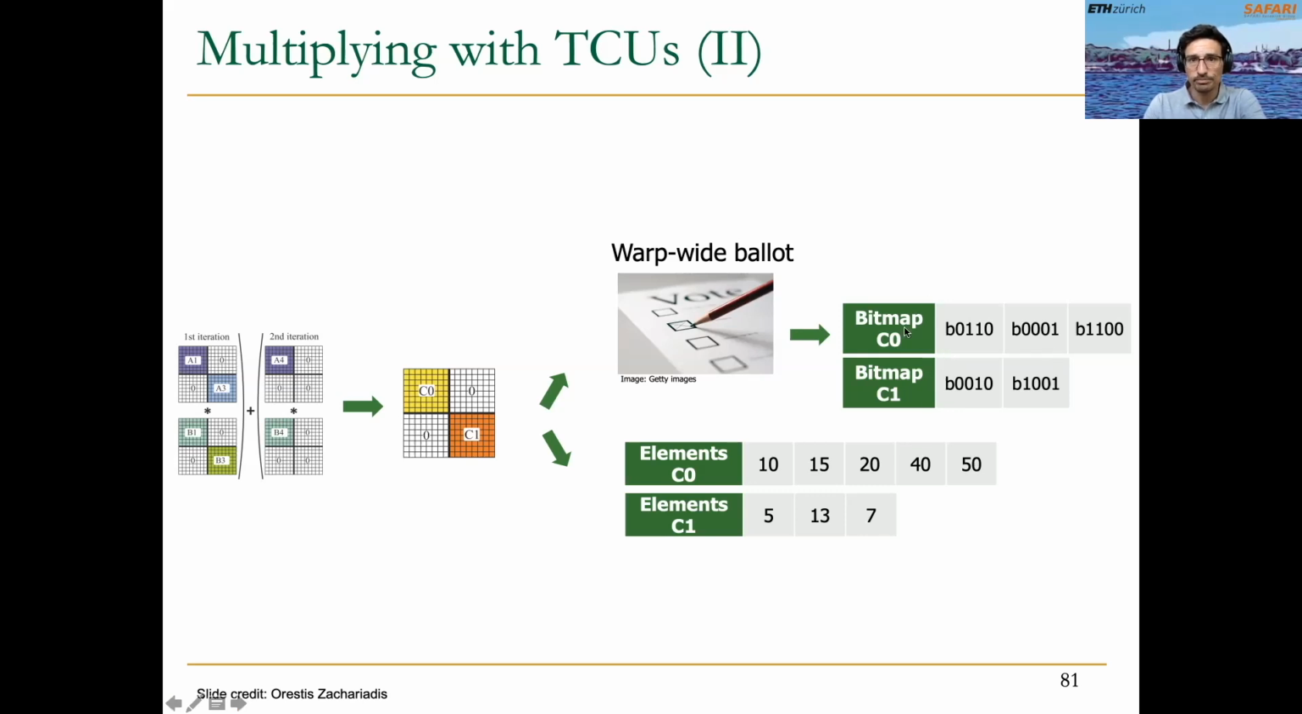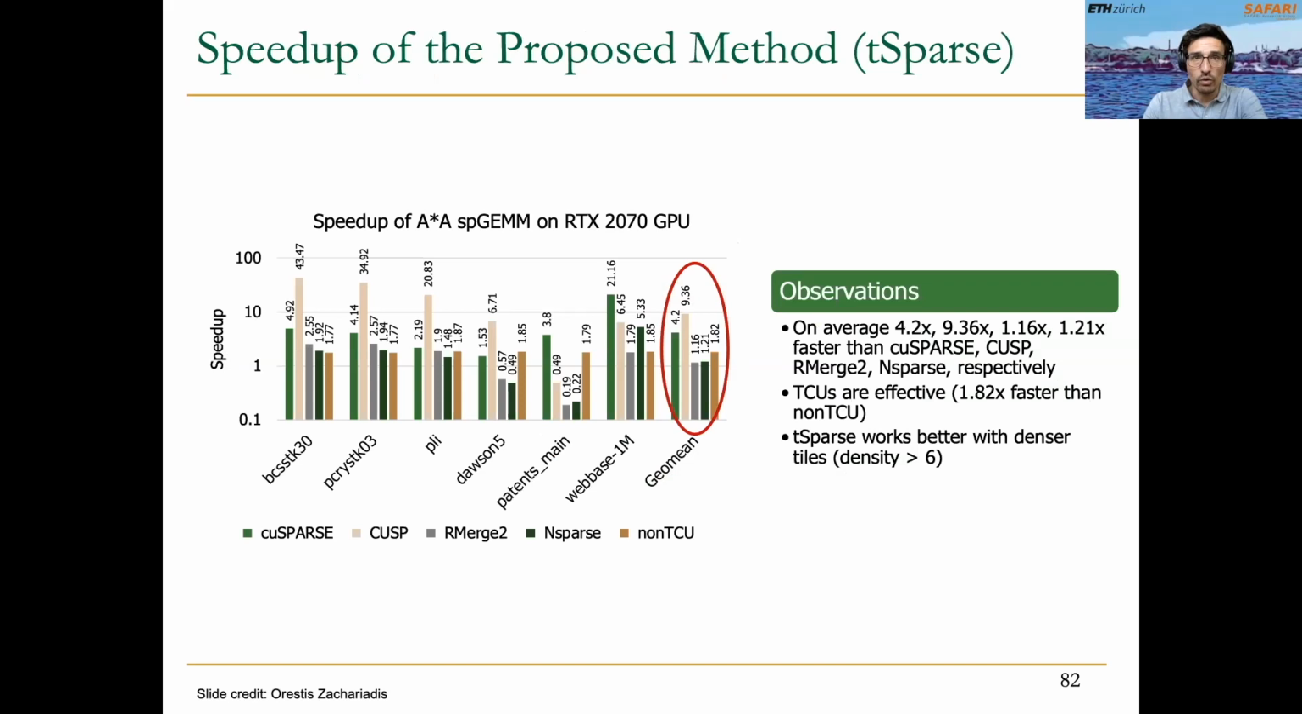Now, how does this TSparse proposal compare to the state of the art? As you can see here, we are showing a speedup of TSparse over the state-of-the-art methods such as cuSPARSE, CUSP, merge, RMerge, and nSparse, and also compared to the TSparse method without using the tensor core units. And we see that in all cases, we obtain speedup in terms of geomean.